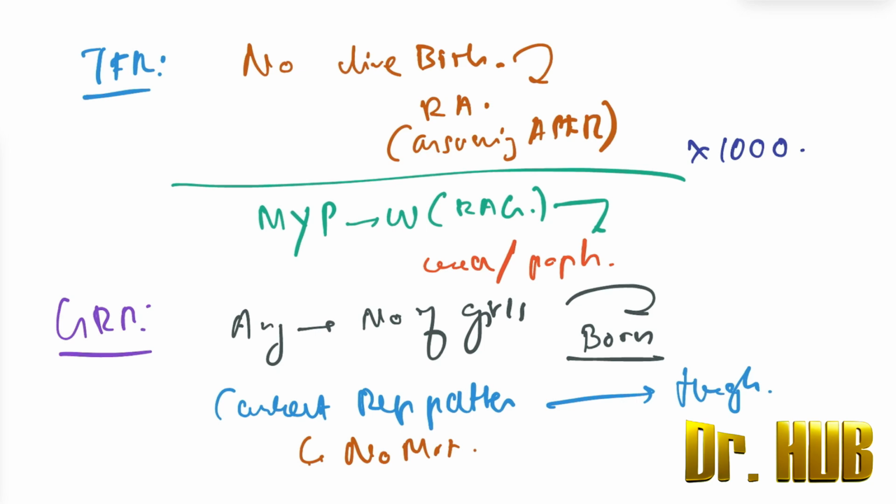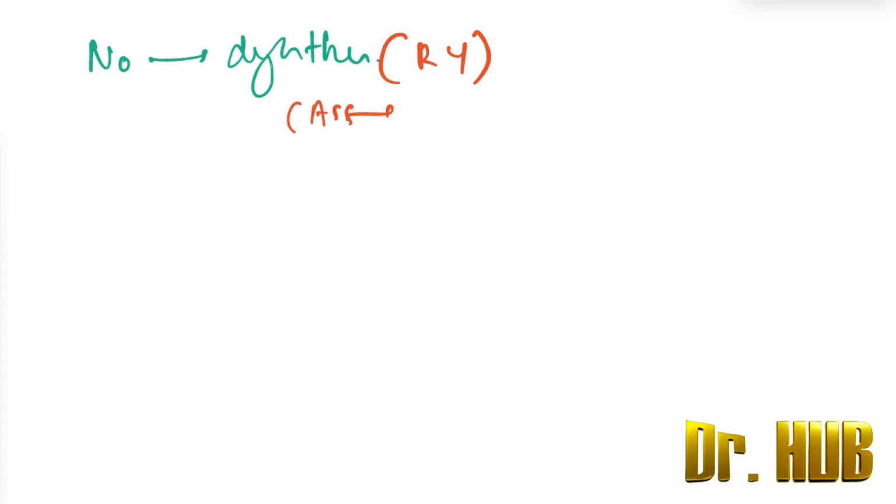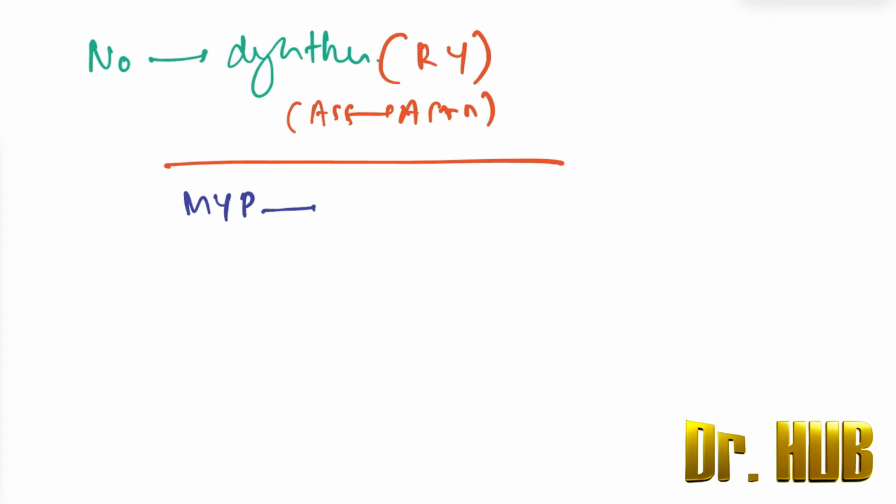So let's get to writing the formula. It is the number of daughters a woman will bear during her reproductive years, assuming the ASFR, divided by the mid-year population of women in the reproductive age group, in the same area and the same year, and you multiply this by 1000.